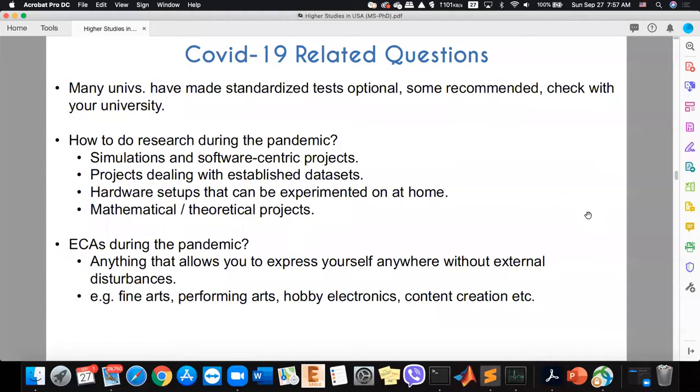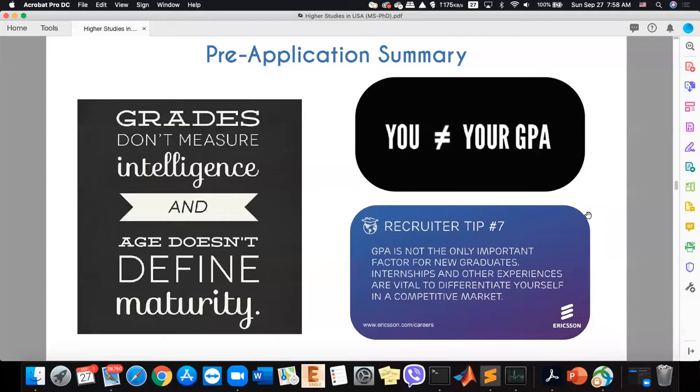And I had a question about ECs on the pandemic, like I cannot go out, I cannot go to contests. But the thing is, universities are going to understand this. Like, okay, there was this pandemic and this particular kid couldn't go out and get awards and stuff. So they're going to understand, that's fine. Like ECs should be anything that allows you to express yourself. So for example, it might be fine arts, it might be electronics and stuff like that, but something that you know really well and you can express later on.